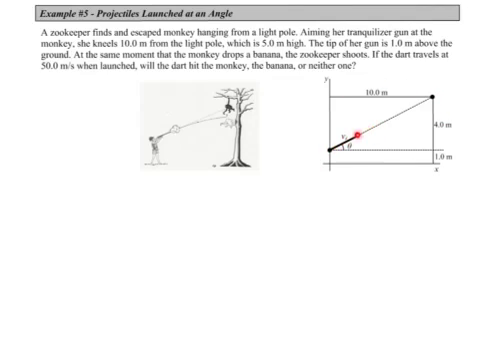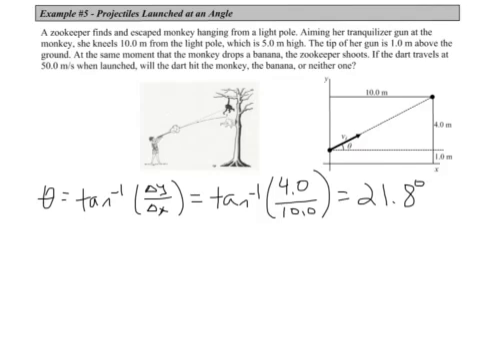So here's a pictorial representation of this situation. We have the launch velocity here. It's been launched at some angle. The range of our projectile will be 10 meters. The monkey is sitting 4 meters above, and the projectile is launched 1 meter above the ground. The first thing we need to do is figure out this angle of launch, and we're going to use the tangent function. Doing that gets us an angle of launch of 21.8 degrees.